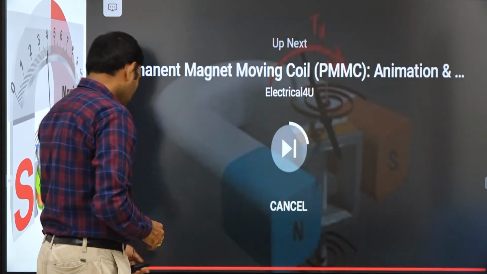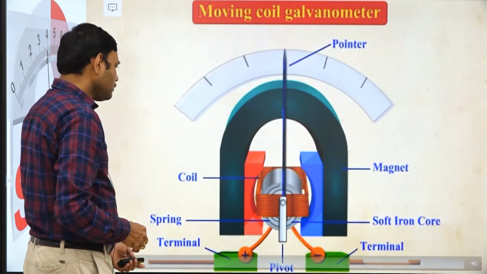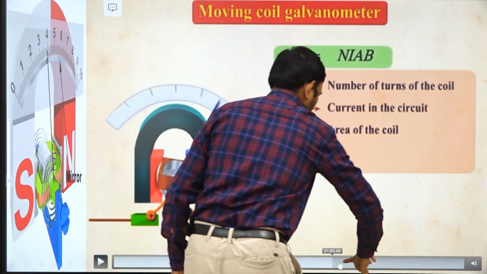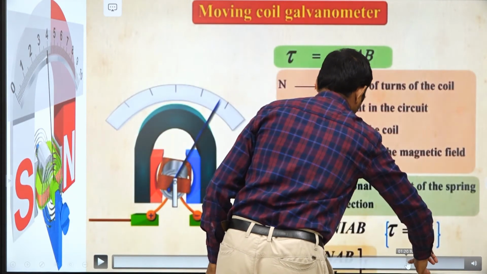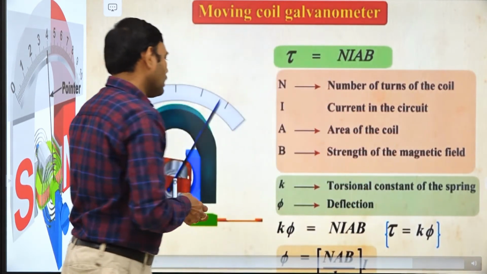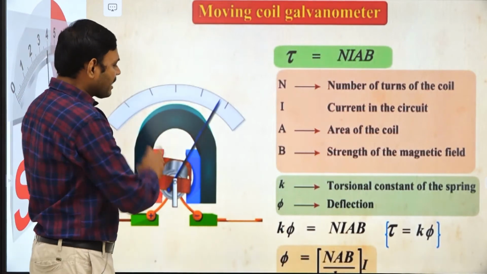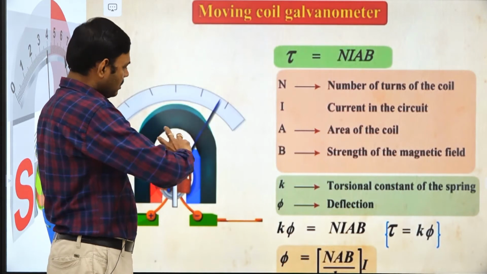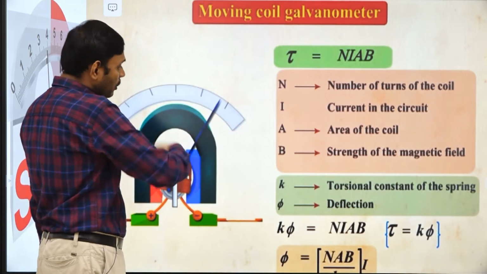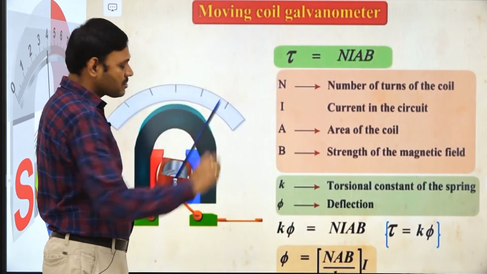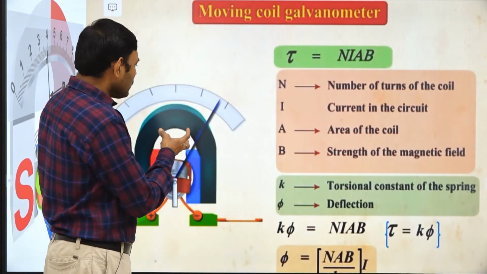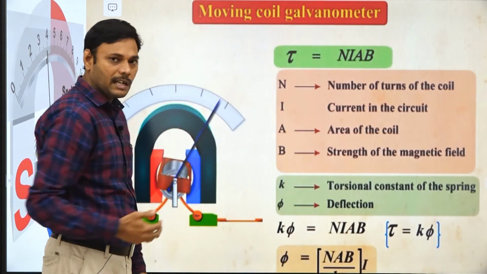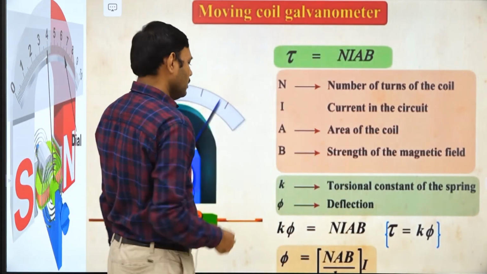At equilibrium, the restoring torque acting on the coil is K phi. K phi is the restoring torque. As the coil is rotating, the spring provided inside the coil opposes its rotation. At equilibrium, the restoring torque produced by the spring is equal to the deflecting torque produced by the coil.